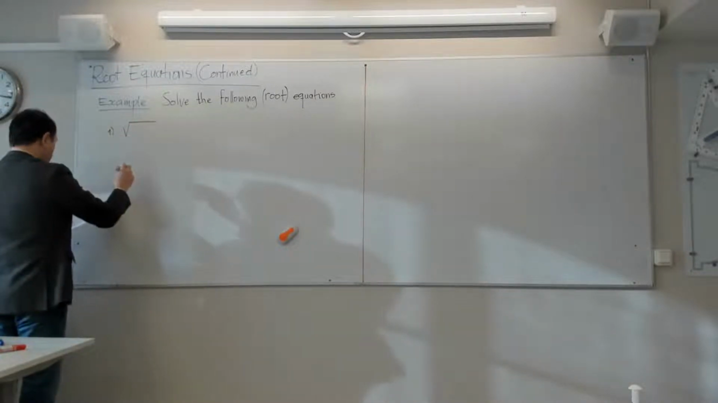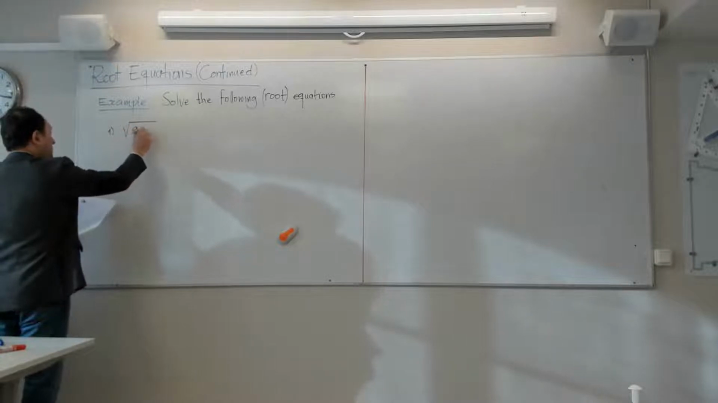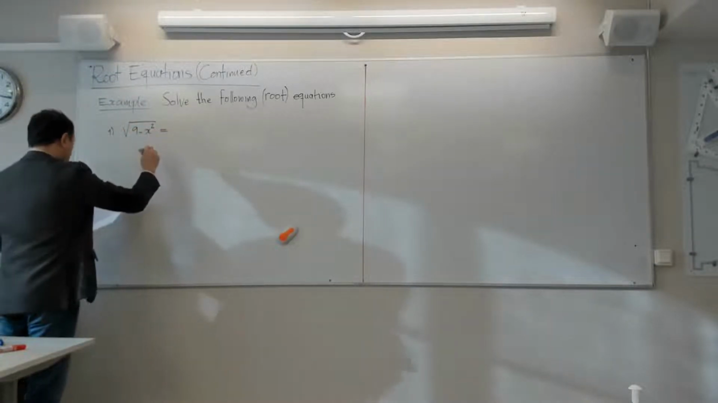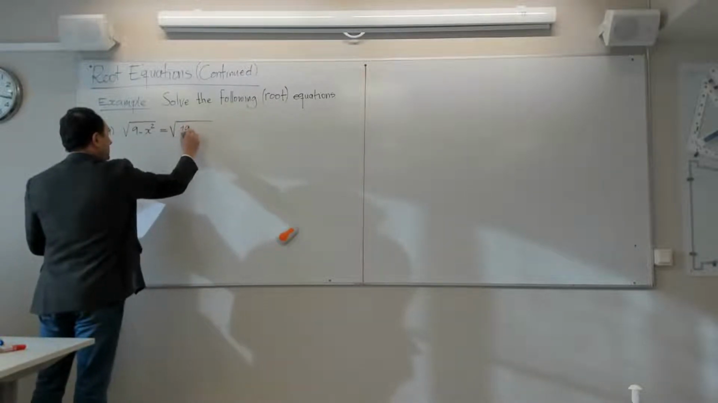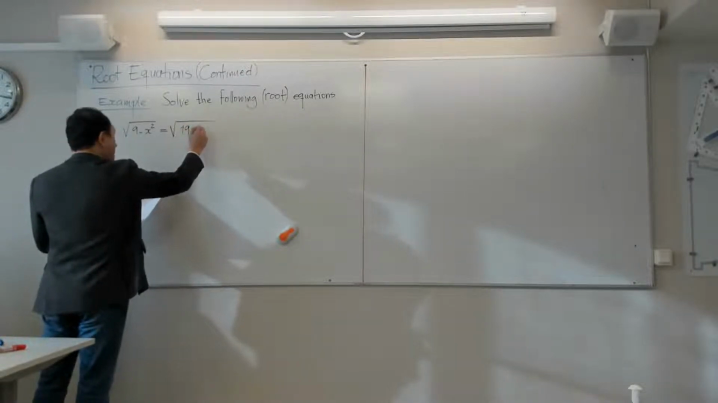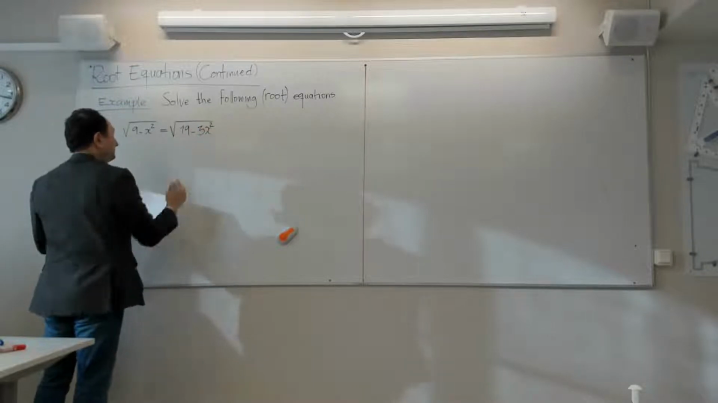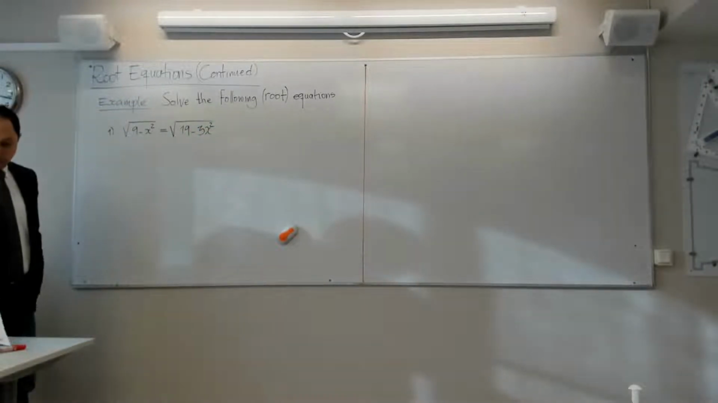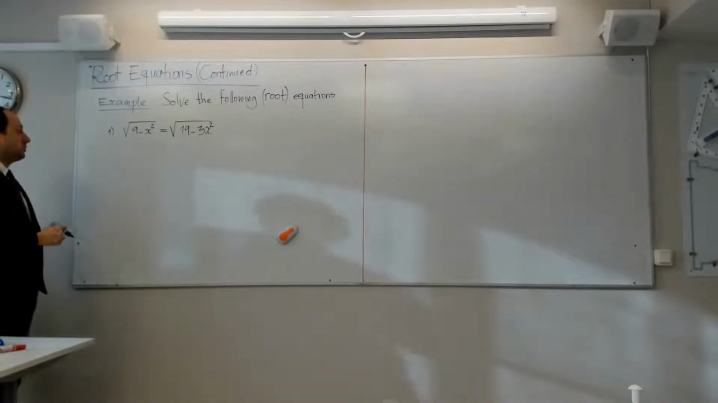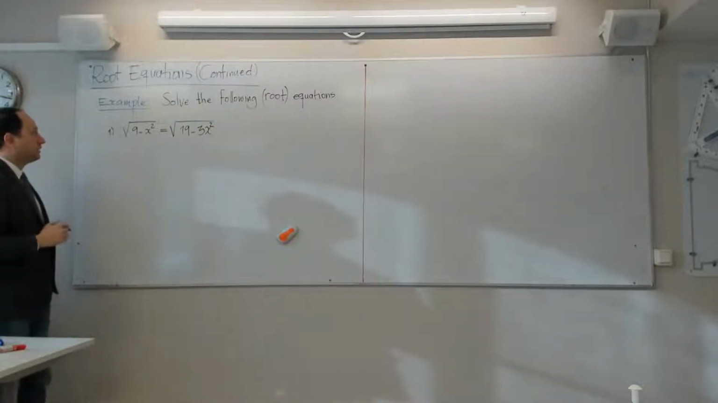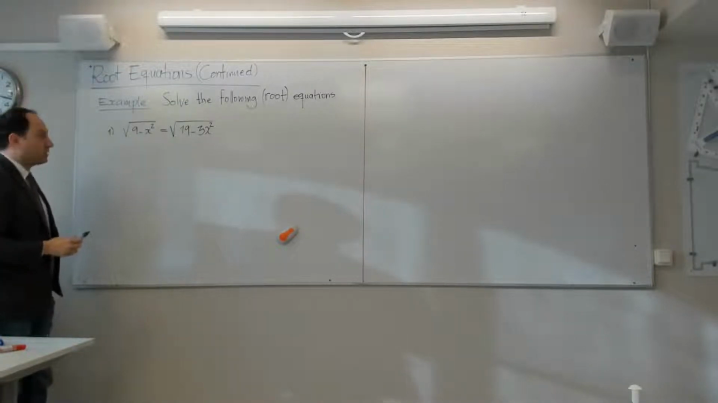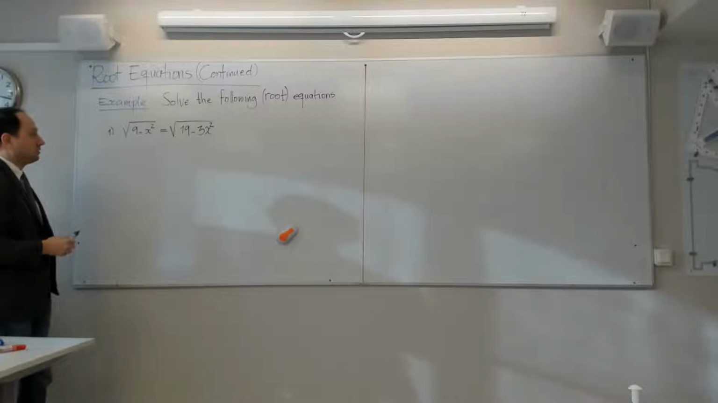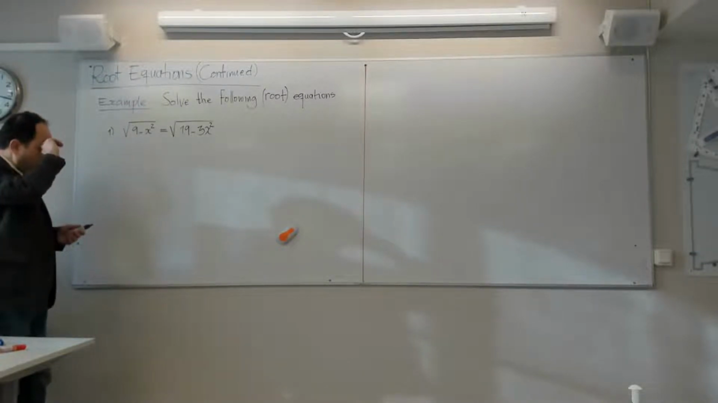Square root of 9 minus x squared is equal to square root of 19 minus 3x squared. Okay, so we want to solve this equation. For visibility, I will try to write the solutions also in black. I think it would be easier for you to see it. Okay, so do you have any idea?